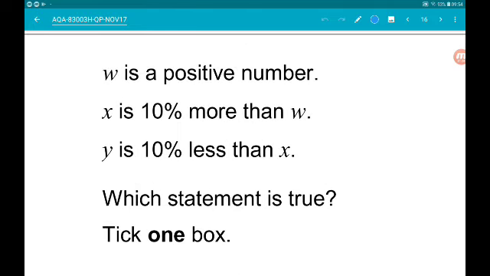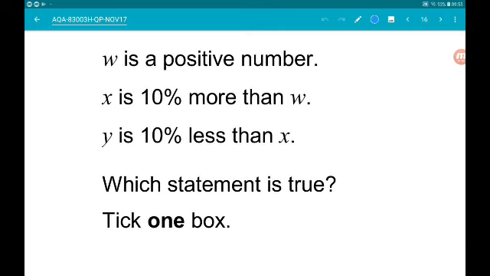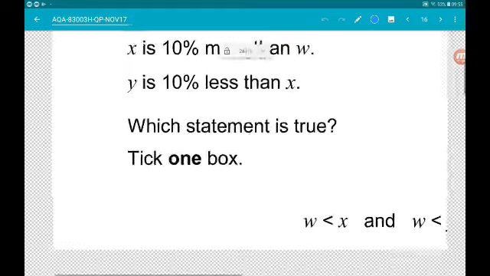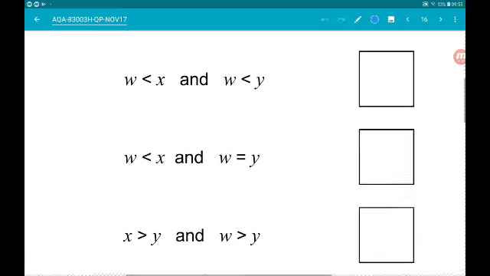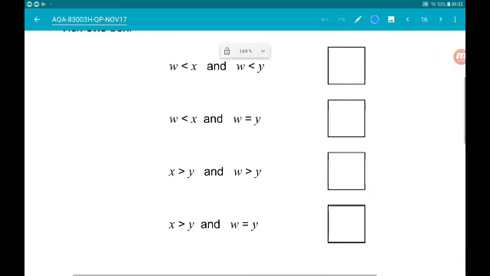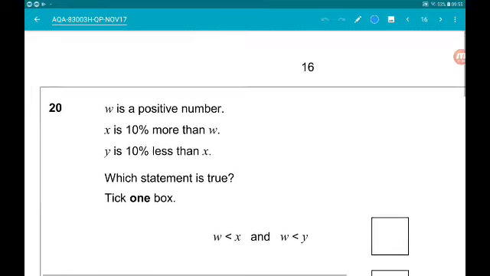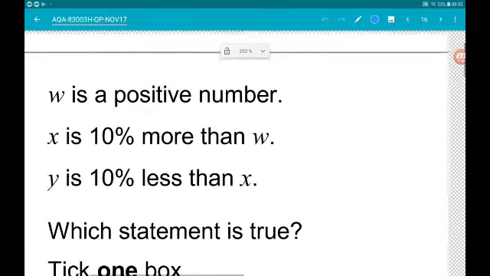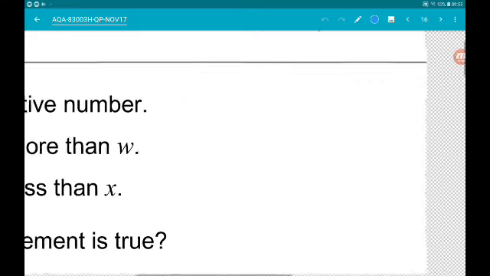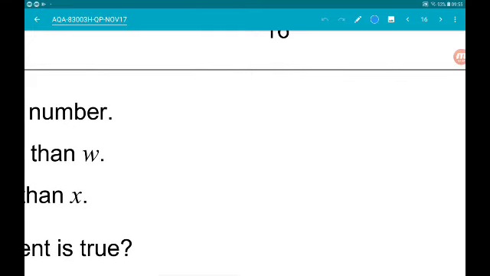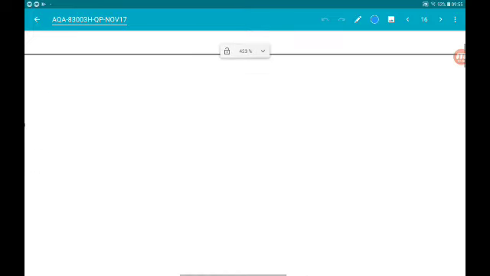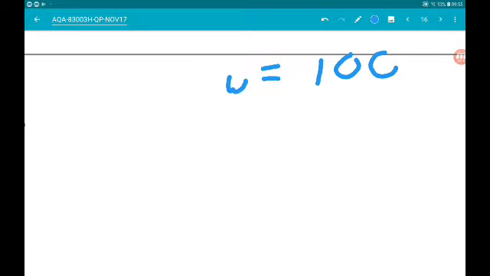Okay, question 20. W is a positive number. X is 10% more than W. Y is 10% less than X. Which statement is true? So, we got these four to choose from. Let's pick a nice number and see what happens. So W is a positive number. We're going to be finding 10% of it, so let's make W as nice as possible. Let's say W is 100.